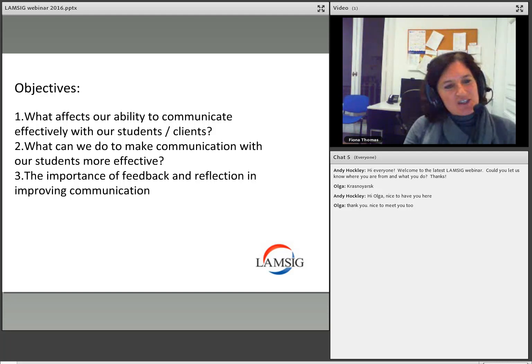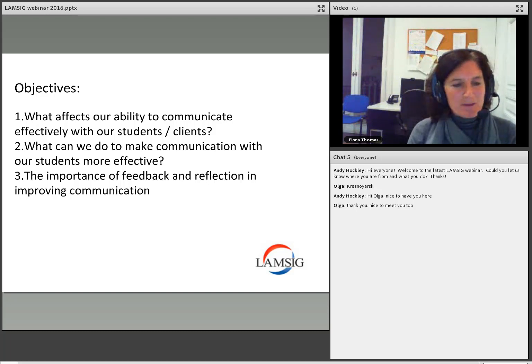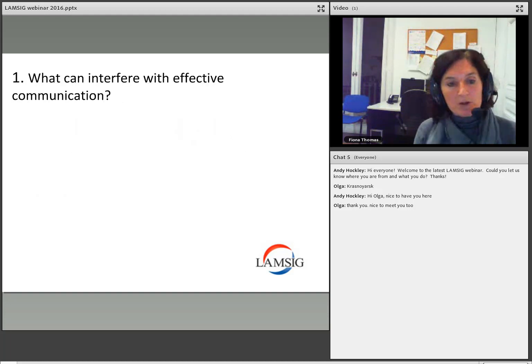And then from there, we're going to move on to look at what we can do to make communication with our students and clients more effective. And to do that, I'm going to tell you about a tool that I use a lot, which for me makes a massive difference to how effectively I communicate with my students and clients. And I'm also going to remind you of something which I think is very important in terms of communicating effectively. And then we're going to end by looking at the importance of reflecting on how well we are communicating and on getting feedback about how well we're communicating.